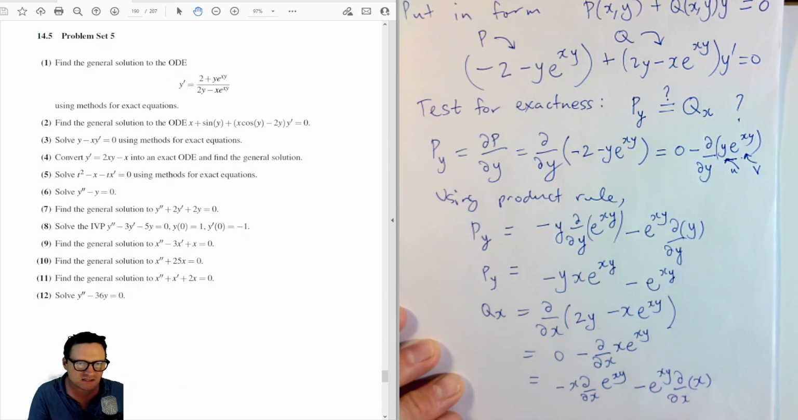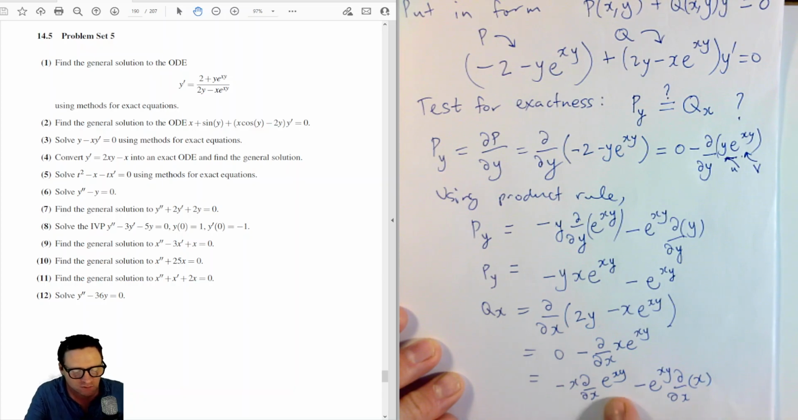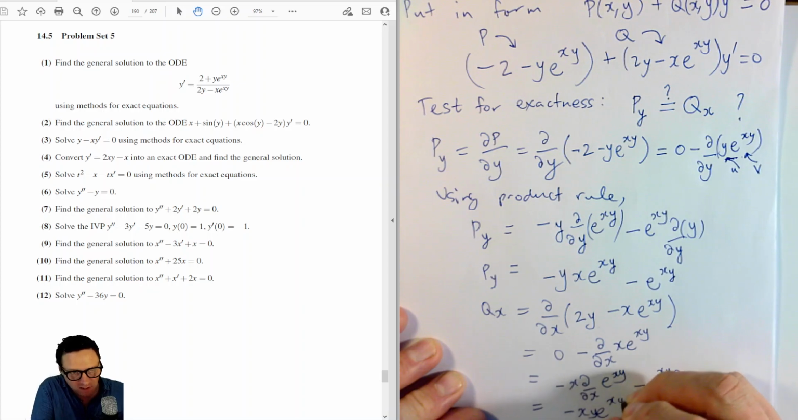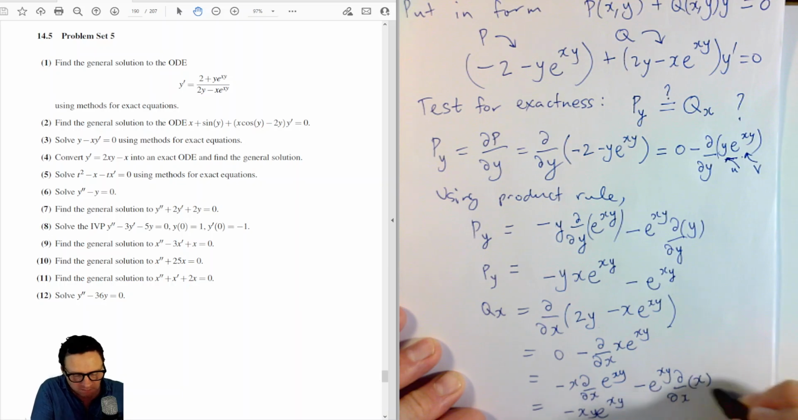Okay, so we have this, and now we need the chain rule here, but we know how that works. Y is treated as a constant when we differentiate partially with respect to x here. So an extra y comes down. So we have minus x y e to the xy, and then this derivative here is 1, so we have minus e to the xy.